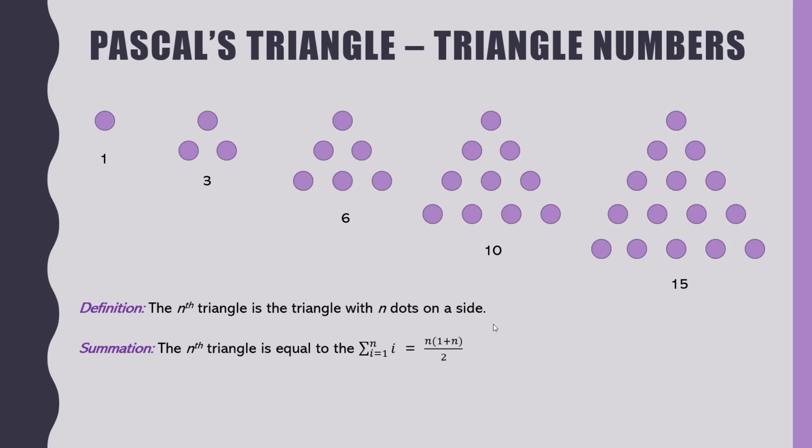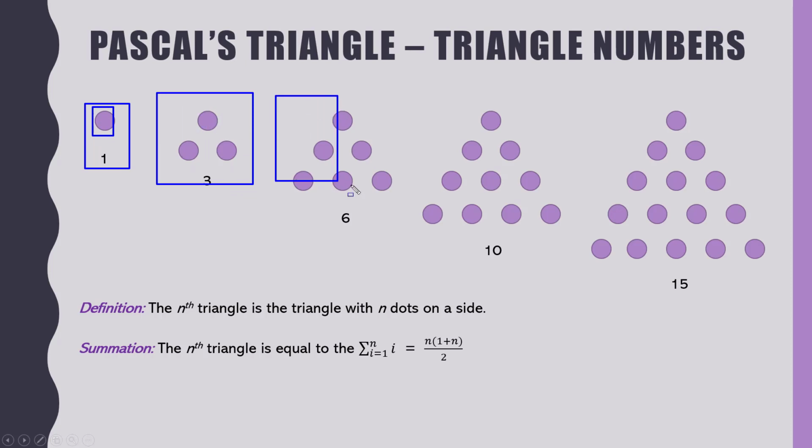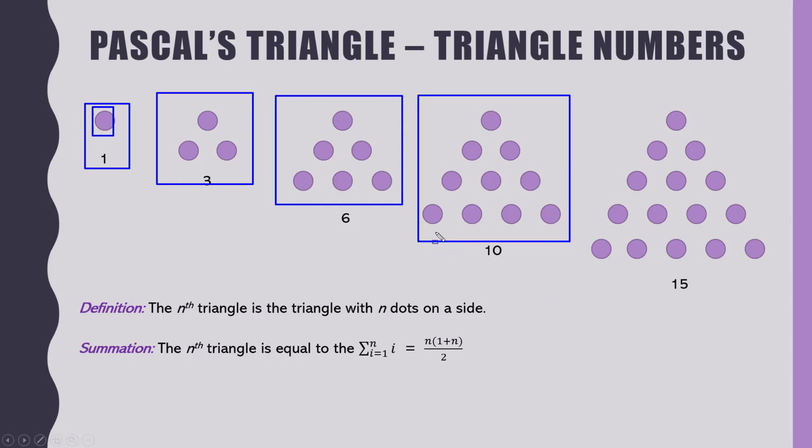Those are called triangle numbers. Here's the formal definition. The nth triangle is the triangle with n dots on a side. So take a look here. This is the first triangle. It has 1 dot on the side. This is the second triangle. It has 2 dots on the side, on any side, right? This is the third triangle. It has 1, 2, 3 dots on any given side. Follow? Fourth triangle has 4 dots on a side. Make sense? Okay? Follow that idea? Yeah? So the nth triangle is the triangle with n dots on its side.